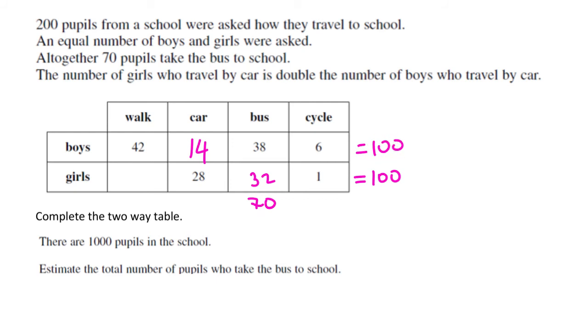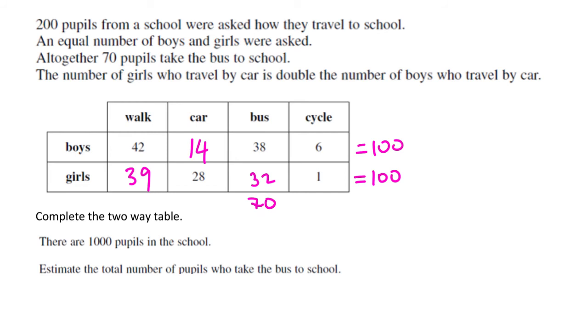To work out the number of girls who walk to school, we add 28 and 32 and 1, and then take that number away from 100, and we'll get the number of girls who walk to school. So 28 and 32 is 60, and 1 is 61. So then that means there's 39 girls who walk to school.